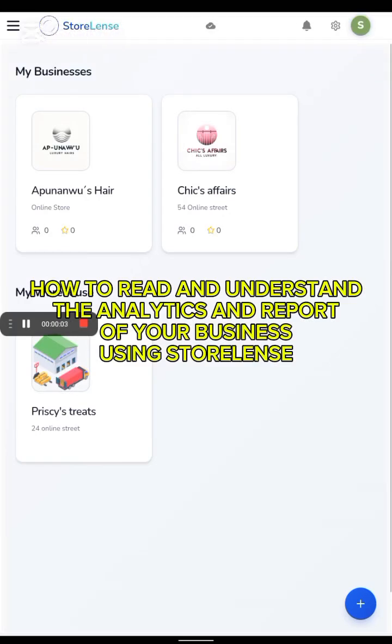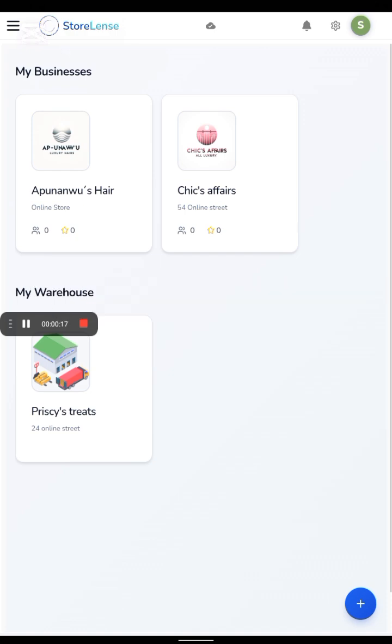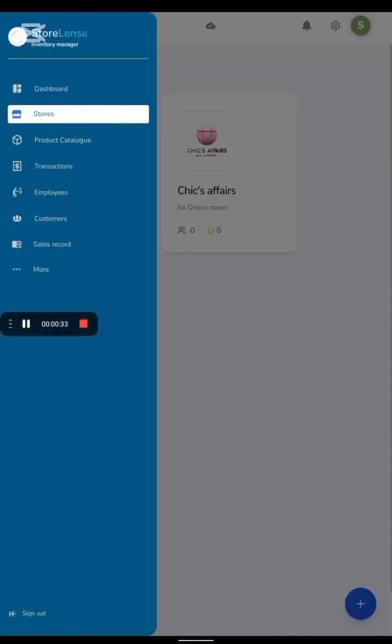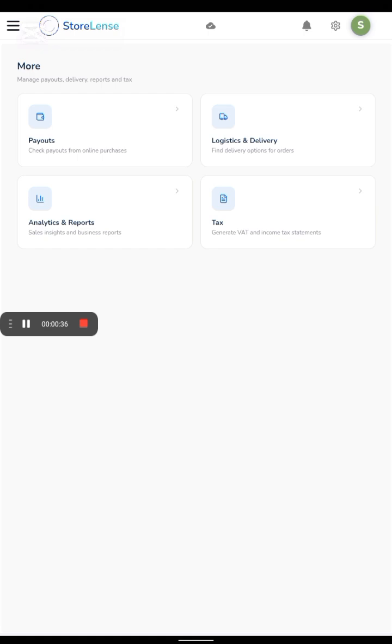Welcome. So today we are going to look at the analytics and reports using our software in managing your business. As we all know, once you log in, it will take you directly to where you will see your warehouses and your stores. For you to see the reports, you have to toggle on this and click on more, so you can see payouts, logistics and delivery, tax, analytics and reports.